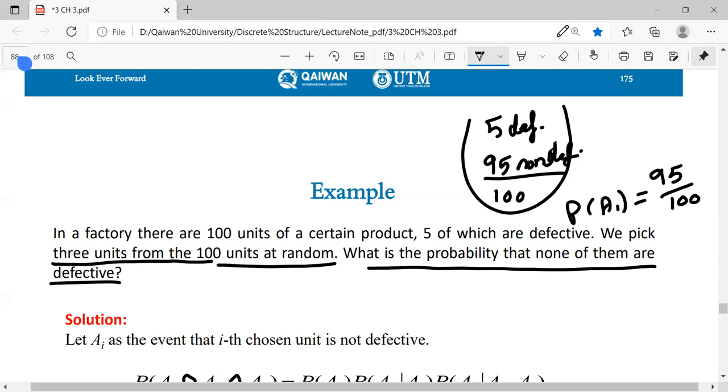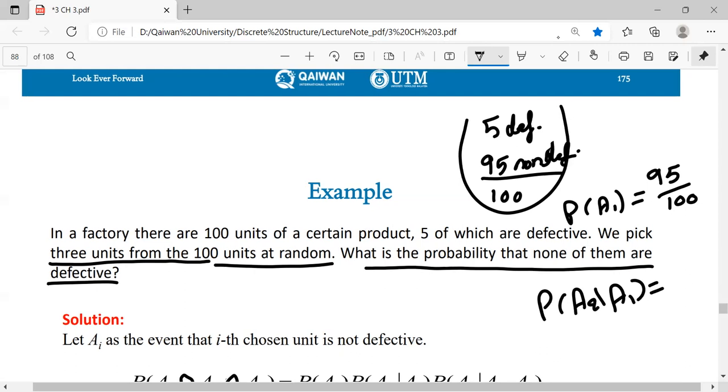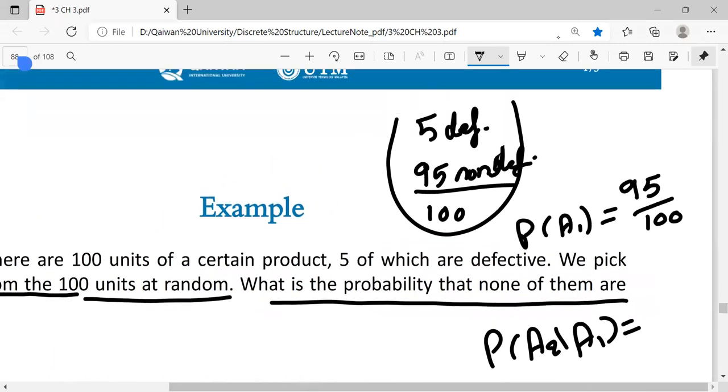I said probability of A2 given A1 equals, it says probability of A2 given A1. That means probability of A2 when A1 is done. After doing the first one, then we do the second. After doing the first one, we choose a non-defective one. That means the number of non-defective products becomes 94, because we choose one of them.